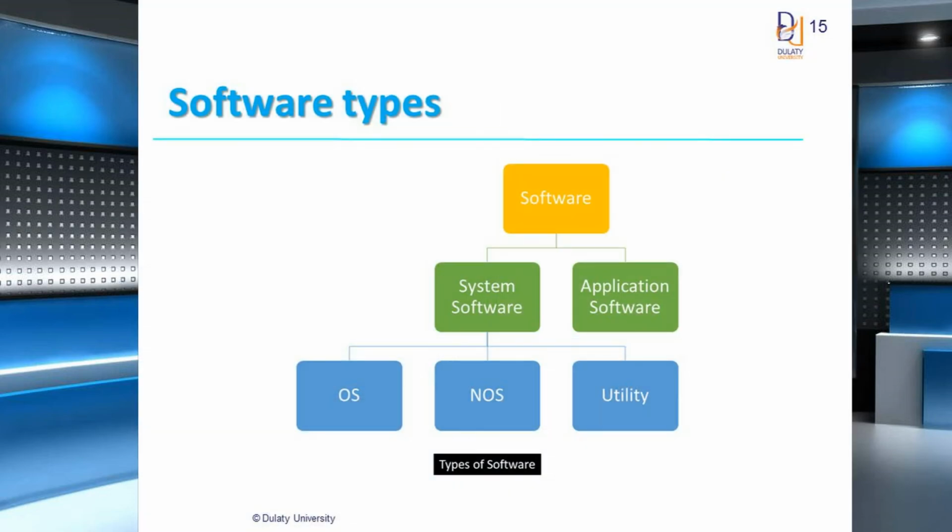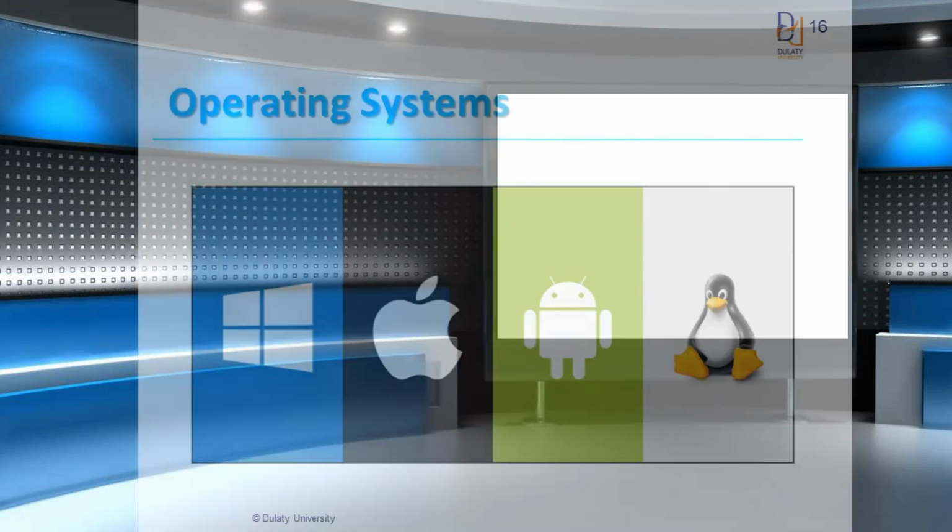Software can be broadly divided into two categories: operating systems and application software. Operating systems manage the hardware and create the interface between the hardware and the user. Application software is the category of programs that do something useful for the user.